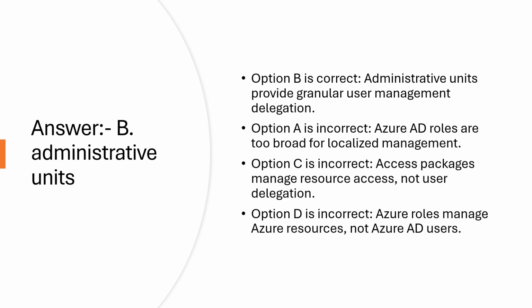Think of it like this. Administrative units are like smaller, self-contained departments within your larger Azure AD organization. Each department has its own manager, the local admin, who can manage their own team, the users in their unit. Let's quickly look at why the other options aren't the best fit. A. Azure AD roles. Azure AD roles are great for assigning broad permissions across the entire tenant. They're not designed for the granular, localized control we need in this scenario.